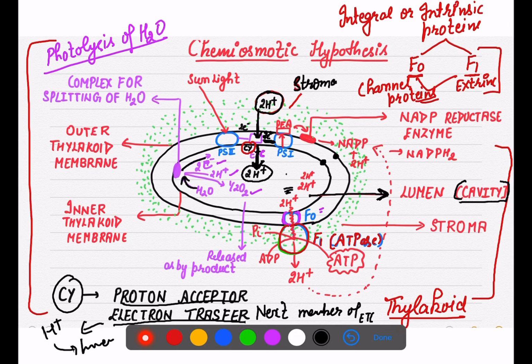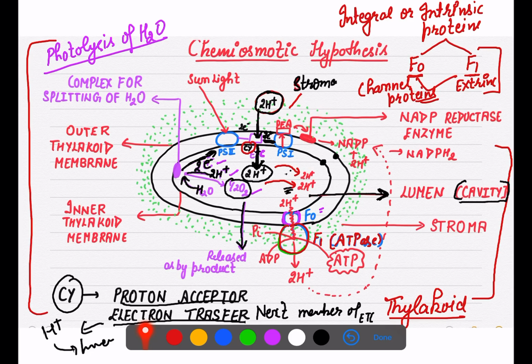Now on the other side water is getting split, water is getting broken down. After water is broken down, it releases a pair of electrons. These pairs of electrons are received by photosystem 2, and then it releases a pair of protons as well as oxygen. Oxygen is released as the byproduct. But what happened to these protons? These protons again come to the lumen. So the lumen now has more protons, meaning the inner side of the thylakoid has more protons as compared to the outer side.